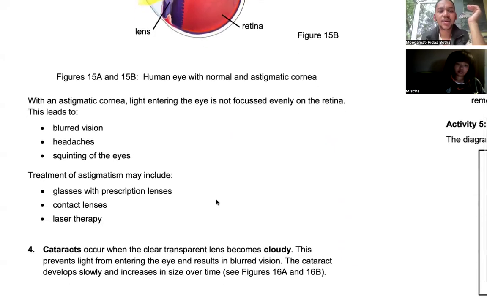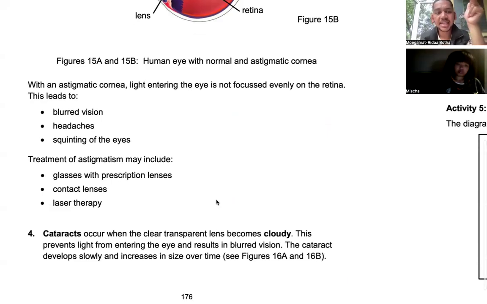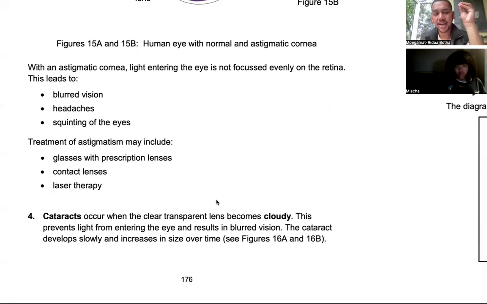And what does this lead to? It leads to blurry vision, headaches, and squinting of the eyes. When they ask you how you would treat this particular patient with astigmatism, you're going to have to say: glasses with prescription lenses, contact lenses, as well as laser therapy.